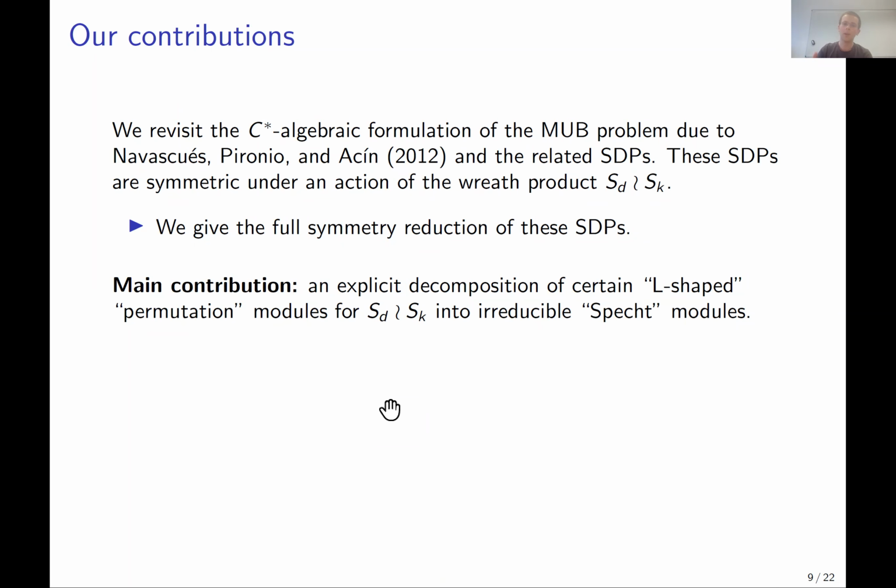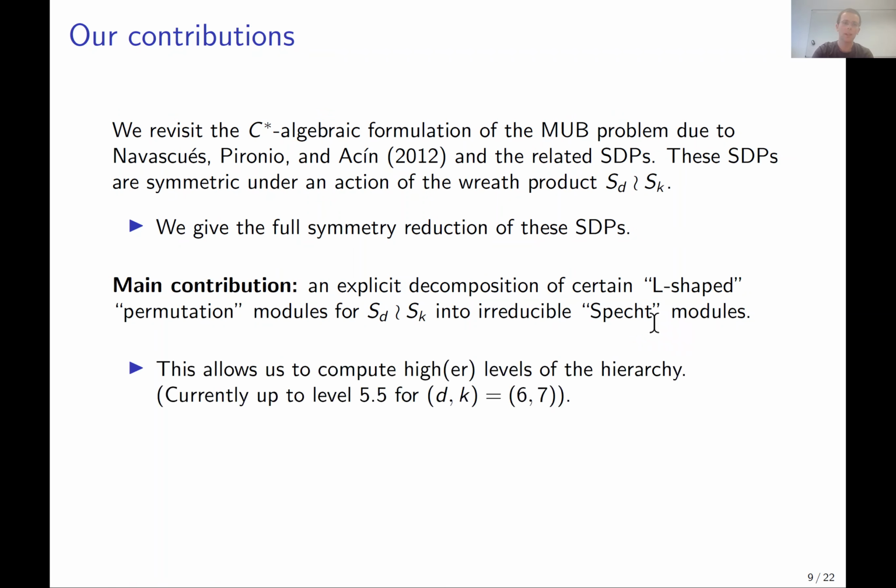So we look at certain modules for the wreath product, and we show how to decompose them into irreducible modules. So I just put some words here in quotation that might be familiar to people who know the representation theory of the symmetric group, for instance. Okay, so what this allows us to do is we can compute higher levels of the hierarchy than Navascués, Pironio, and Acín were able to do.